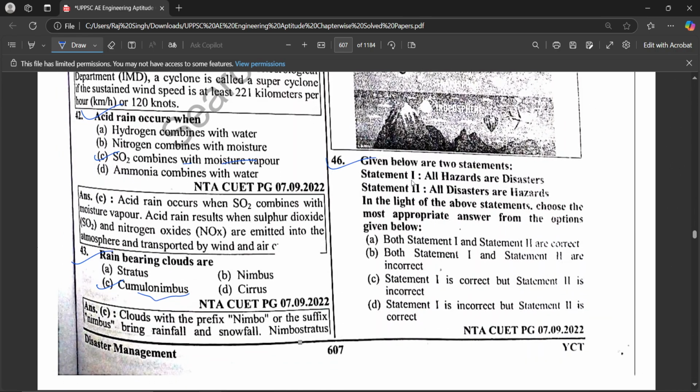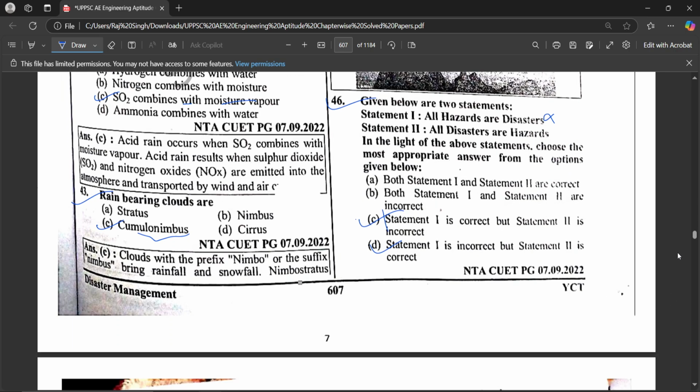Given below are two statements. Statement: all hazards are disasters, all disasters are hazards. Hence, the first statement is wrong, the second is true, which is option D.